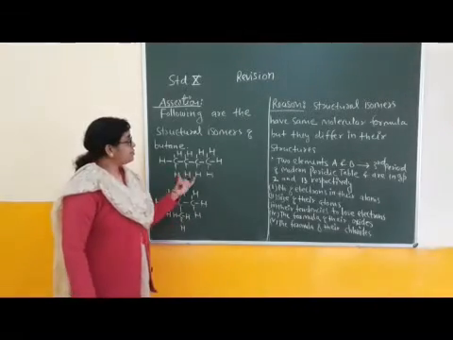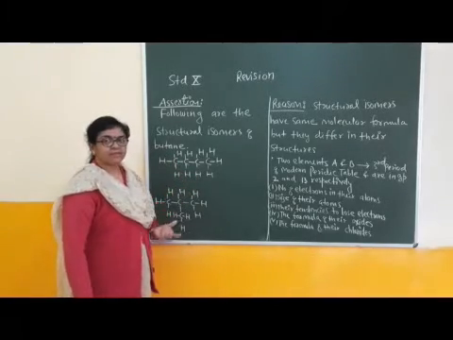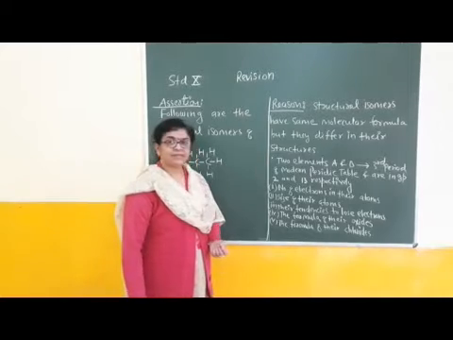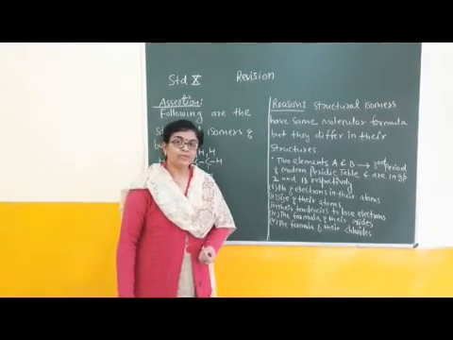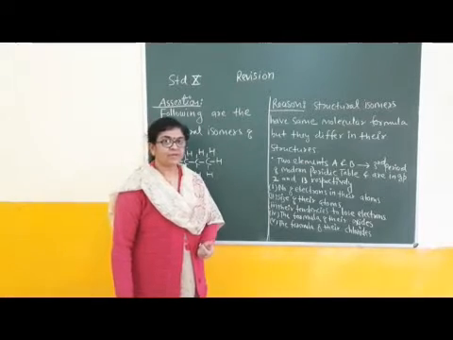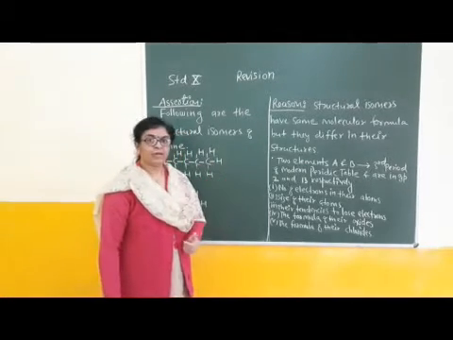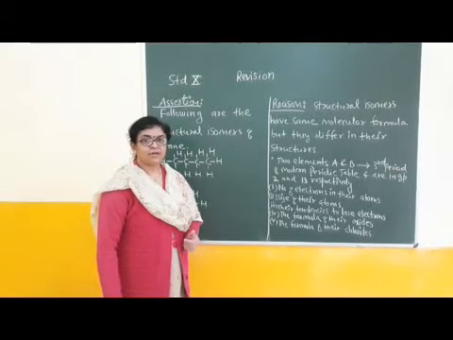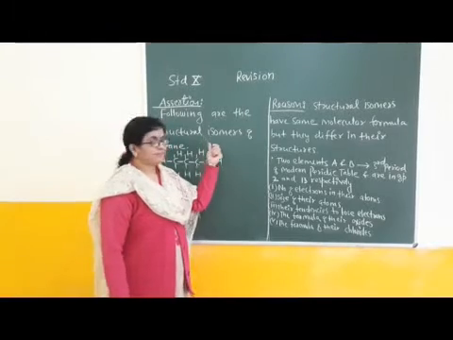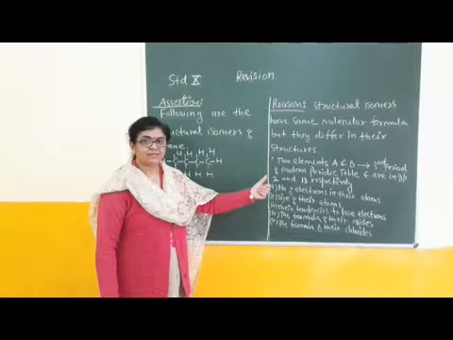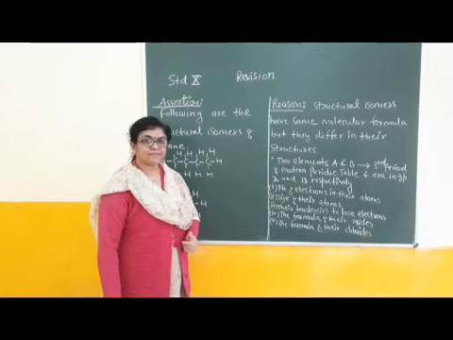Now children, your first question is based on assertion and reason. In assertion and reason, write the correct code. Codes are A, B, C and D. A code is given when assertion and reason both are correct, and reason is the correct explanation of assertion. B code: assertion and reason both are correct, but reason is not the correct explanation of assertion.